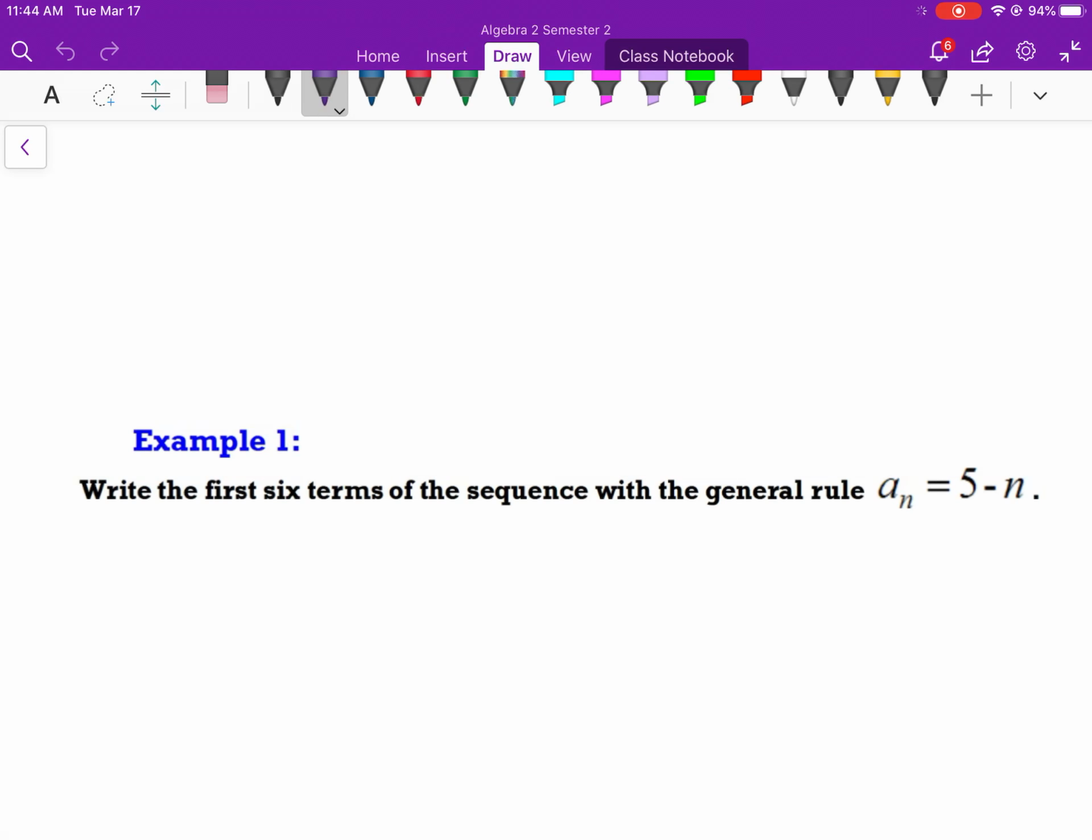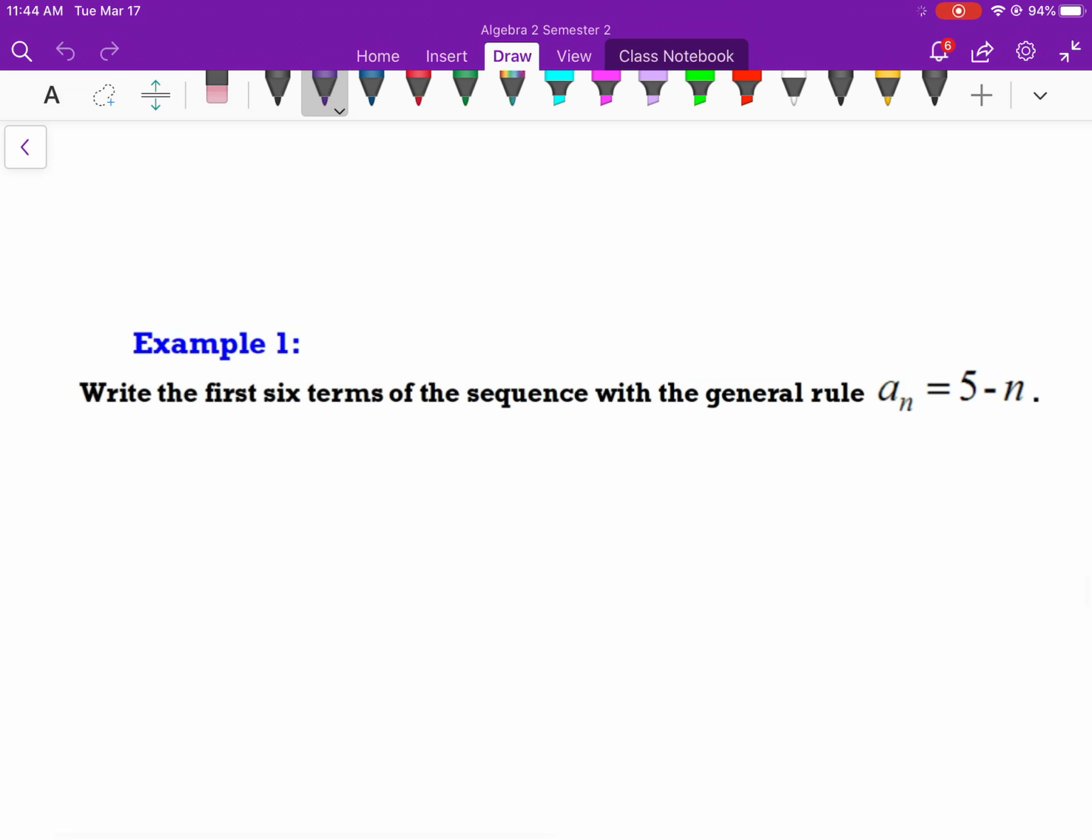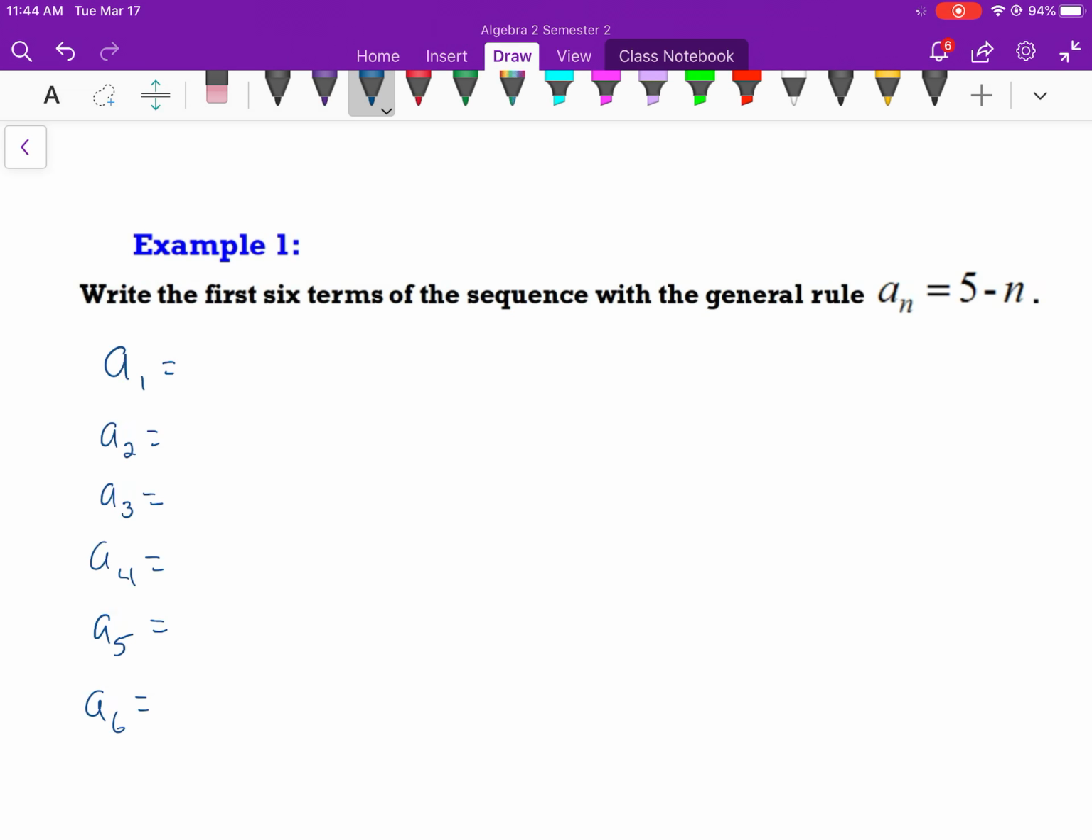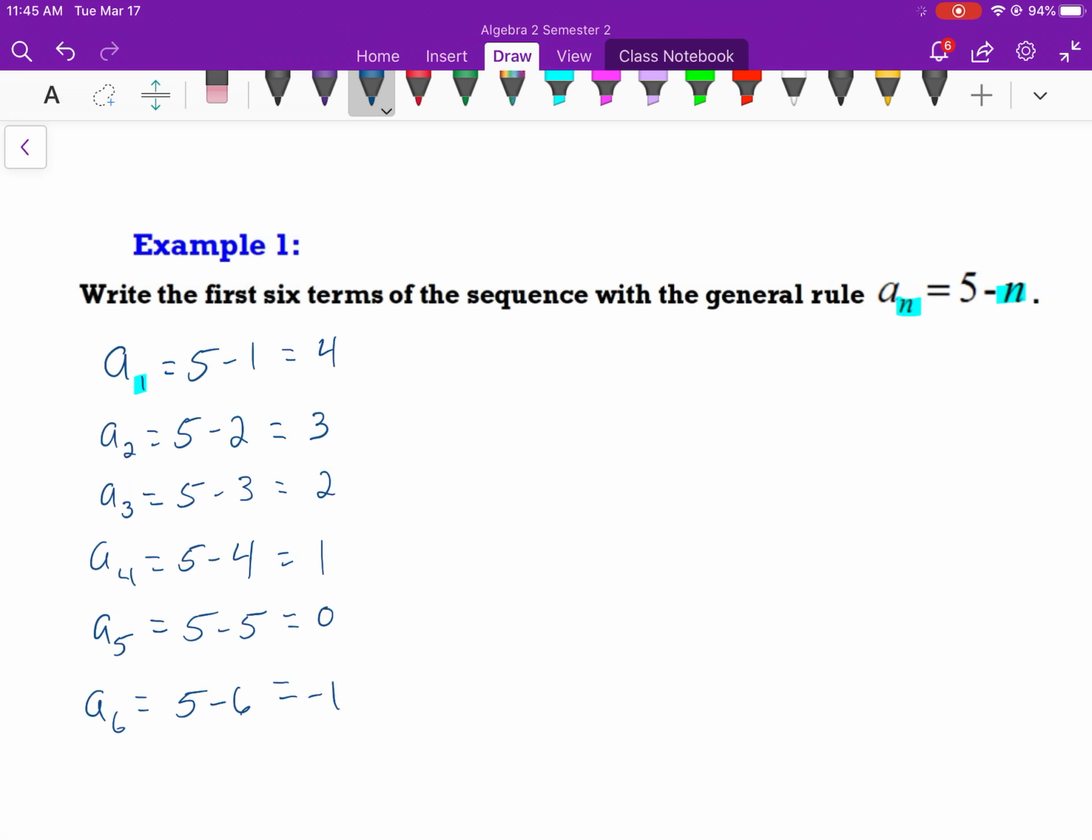So I could also give you a general rule, and I'll say write the first 6 terms of the sequence with the general rule of a sub n equals 5 minus n. So find the first 6 terms. We're finding a1, a2, a3, through a6. So again, all this is a sub n, so when we write a sub 1, all we're doing is replacing n with 1. So this is saying 5 minus 1, 5 minus 2, 5 minus 3, and so on: 4, 3, 2, 1, 0, and negative 1. And that's all there is to finding the first 6 terms of a sequence. Use the general rule, plug in your n value.